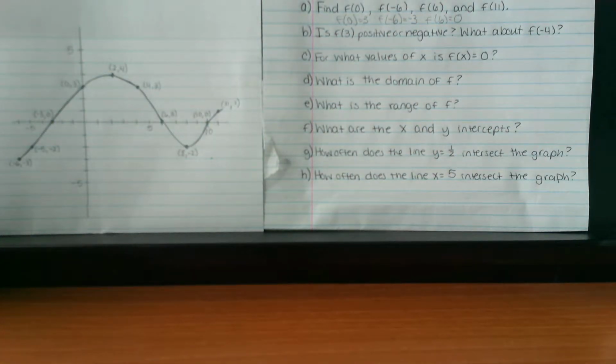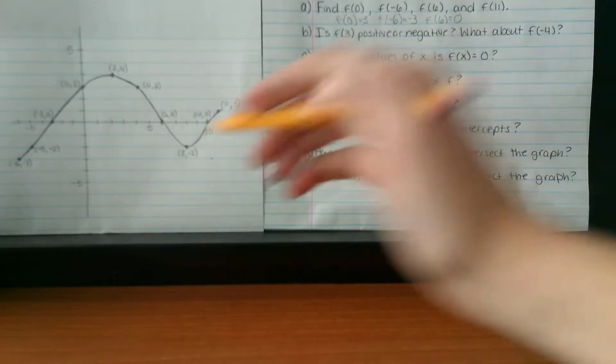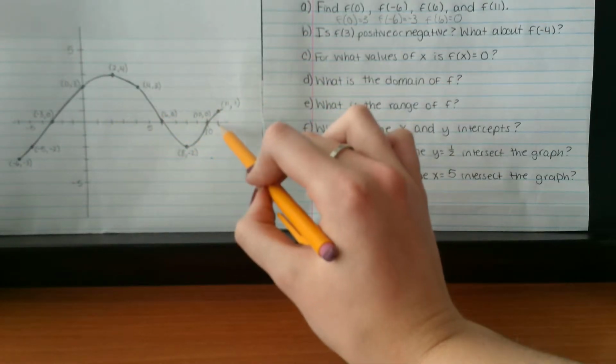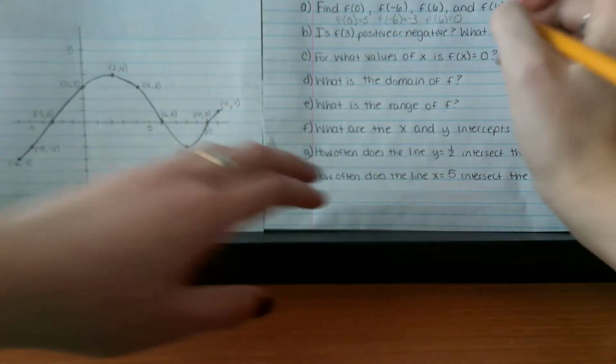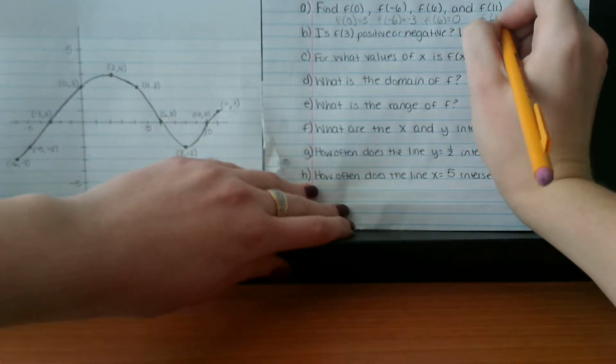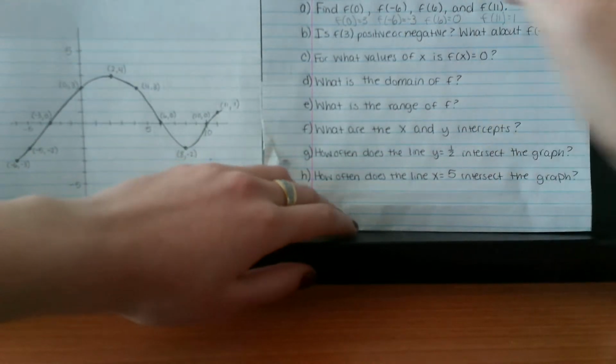And last but not least, we're looking at f(11). So we go all the way over to our x value of 11, and we go up to the corresponding y value, and it's at 1. So f(11) equals 1.